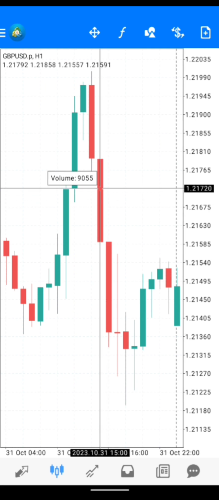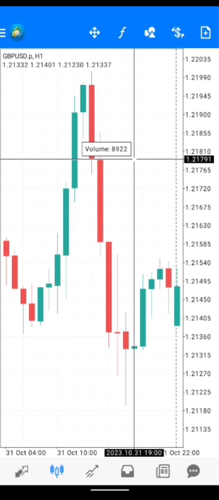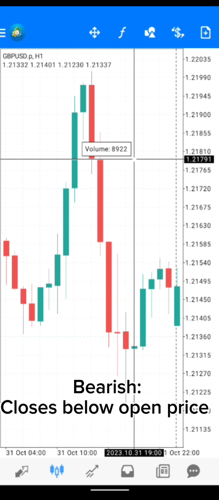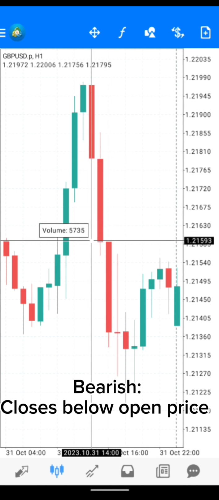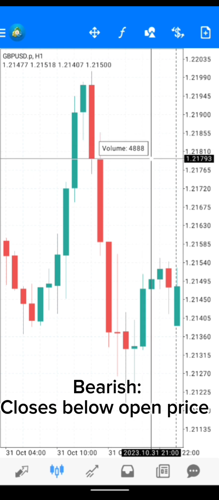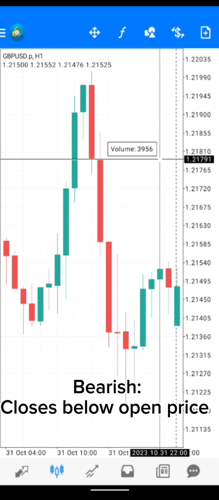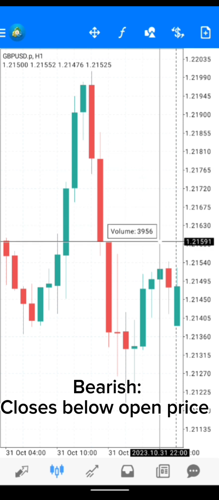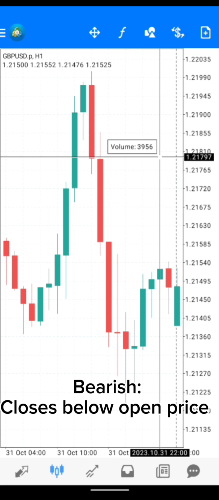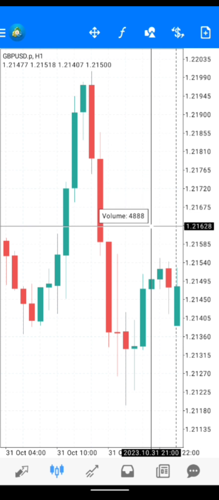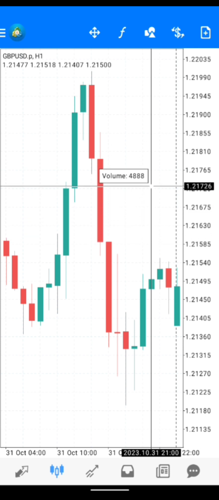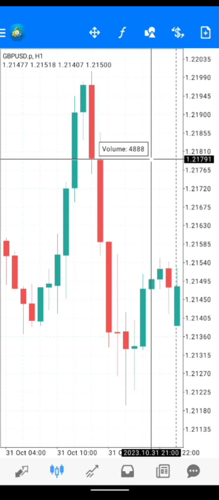This candle here, 31st October 15:00, that's 3 p.m. So this candle opened here. A red candle, that is a bearish candle, opens higher and closes lower. So the anatomy of this candle, we have the open here at 1.21791, and it closed here at 1.21591. The red bit is the body of this candle. The body is the space between the open and the close of that candle.